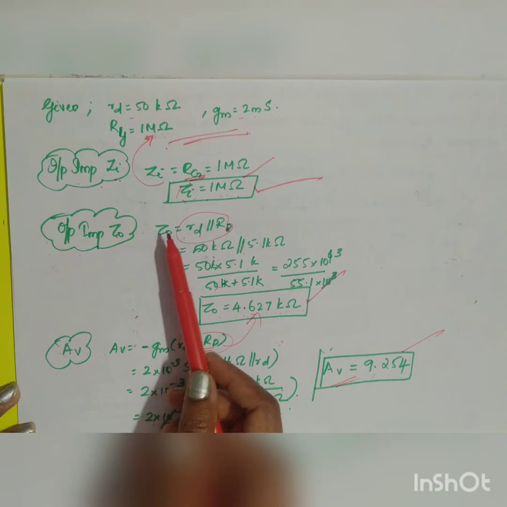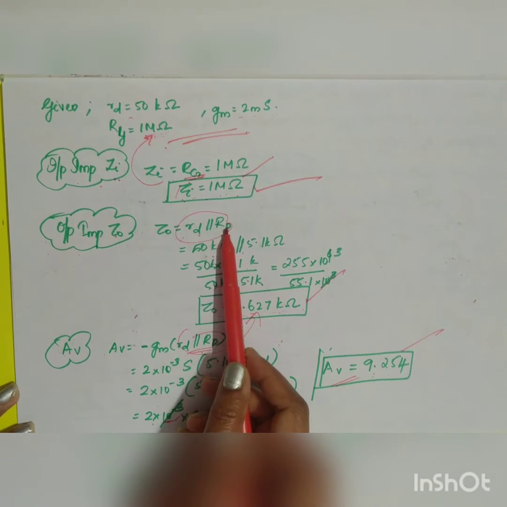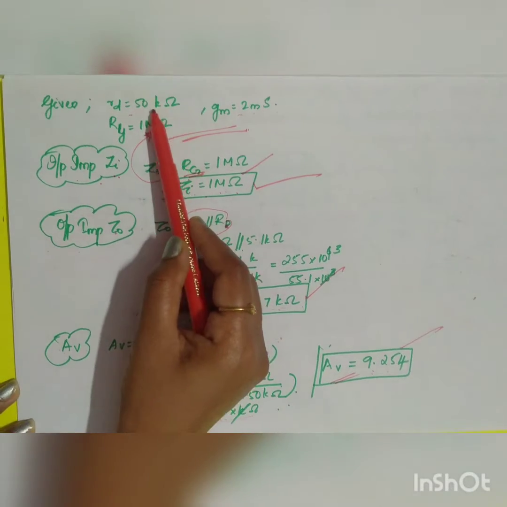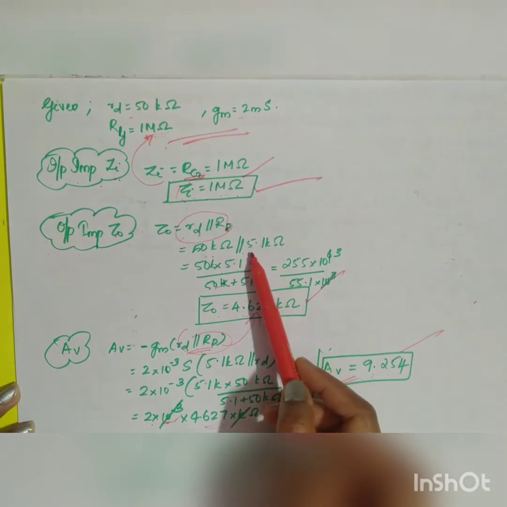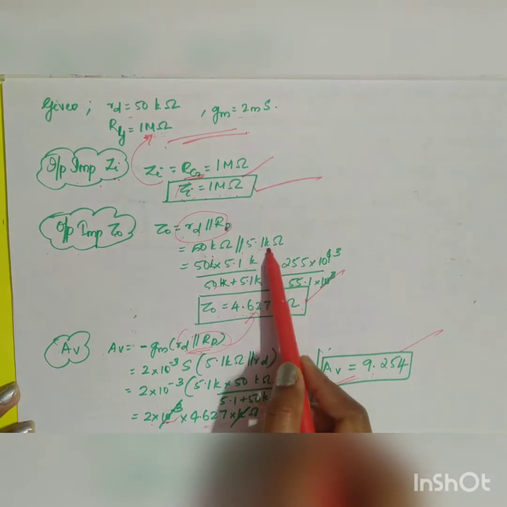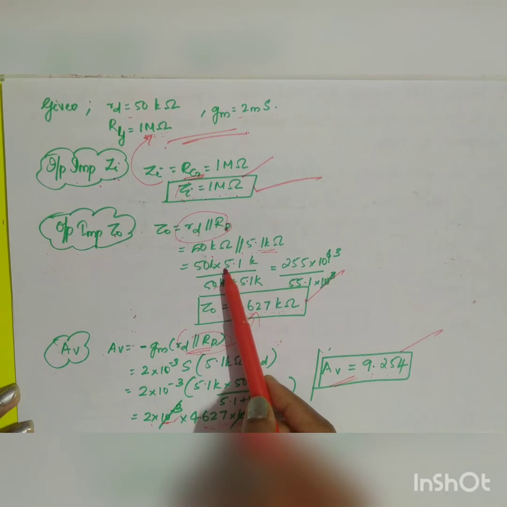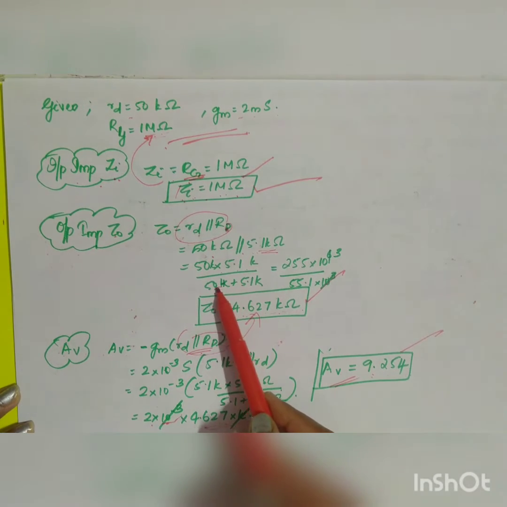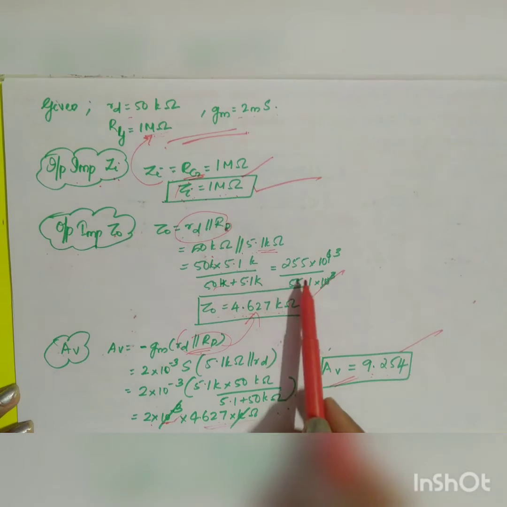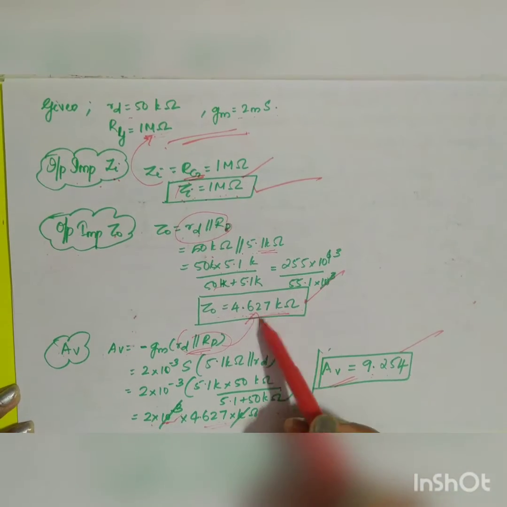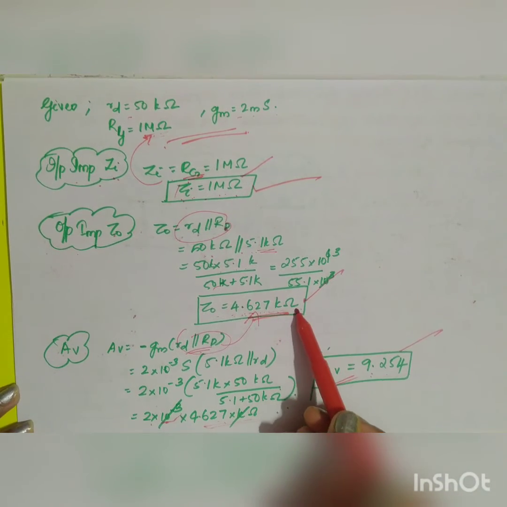What is your output impedance? Z0 is equal to small rd parallel to capital RD. Small rd is equal to 50 kilo ohm. Capital RD, which is given in the problem, is 5.1 kilo ohm. So what is your parallel connection? 50k into 5.1k divided by 50k plus 5.1k. After solving, you will be getting it as 4.627 kilo ohm.